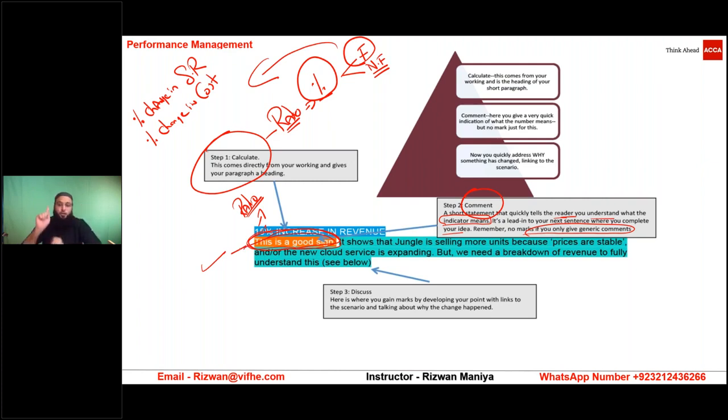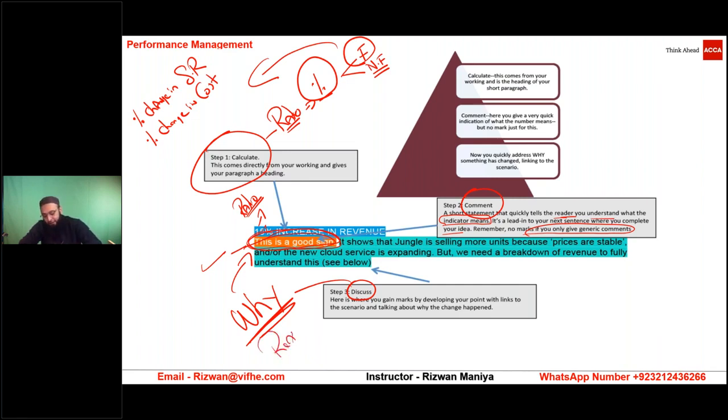Done, everyone? So first calculate the ratio. Then, looking at the ratio, give your comment whether this is good or bad. That's it. Third, then comes the most important one, and that is to discuss one thing, and that is WHY. Why did this change result? If it is good, why is it good? If it is bad, why is it bad? So you have to give your comment in terms of why this change actually happened, the reason for that.